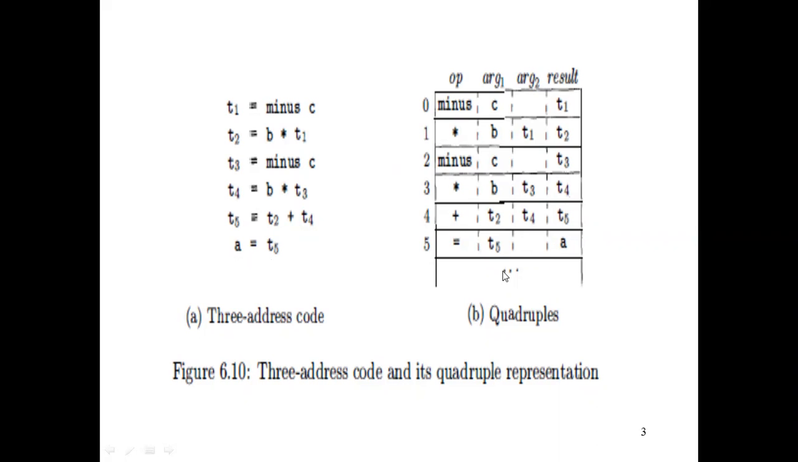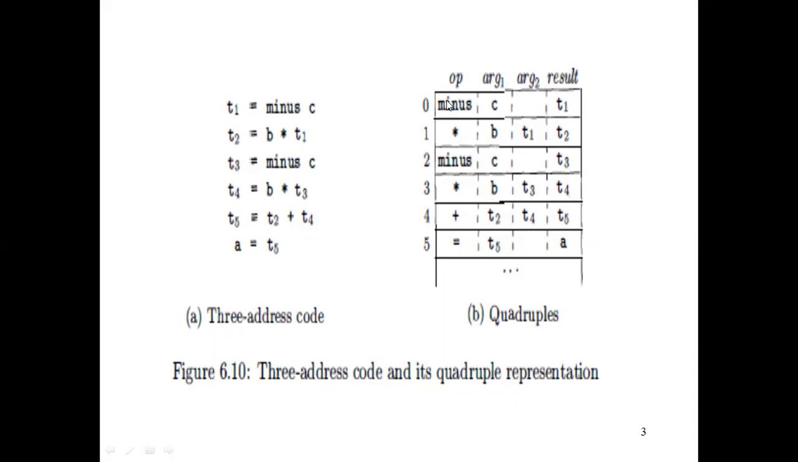Now quadruple suggests a group of four items. So in the quadruples we consider the operator symbol, then temporary variable 1, which is called argument 1, argument 2, and the result.